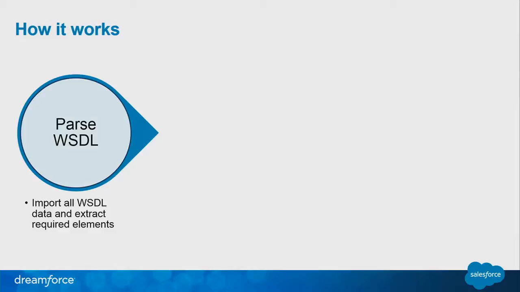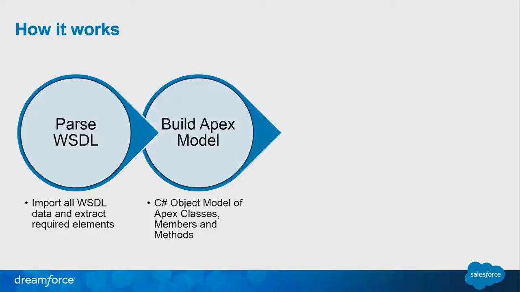And then it builds up a model of metadata about that WSDL, the information it's going to need. That model is passed into a generator that generates an object model that represents what all the Apex classes, their members, and their methods are going to look like.